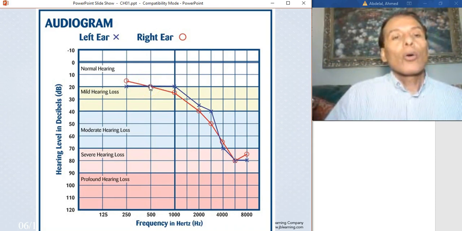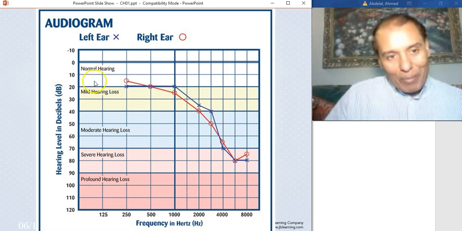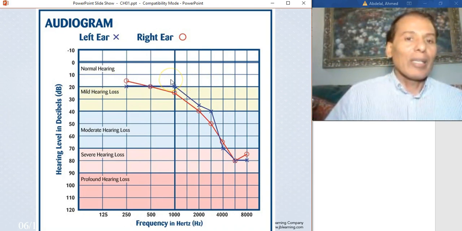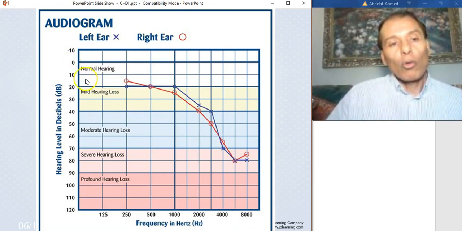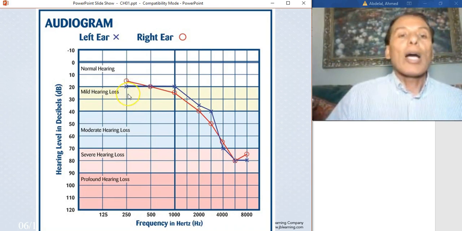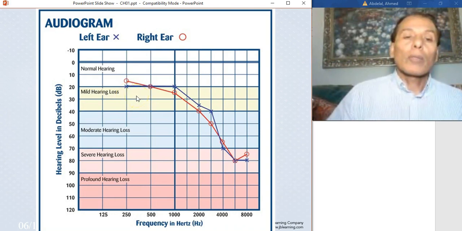That is mild. In some states, the regulations say if you cannot hear something until it reaches 15 decibels, that is the beginning of a hearing loss, and you describe mild hearing loss from 15 decibels to 40. But the majority of the states say that from minus 10 to 20 is all normal. If your hearing is here, that is fine. But once it gets to 20, 30, 40, that will be mild hearing loss, and then you need to do something about it.